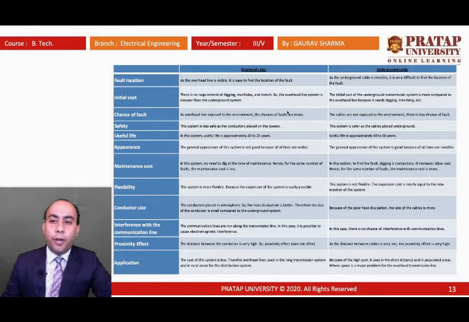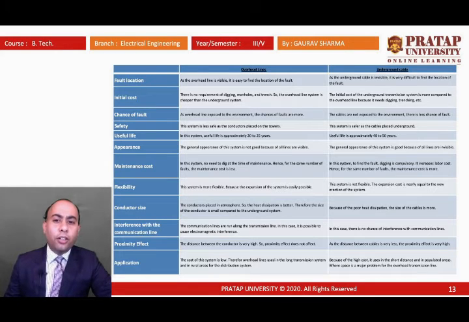Now when we go to the head to head, the fault location: as the overhead line is visible, it is easy to find the location of the fault in the overhead system, and as the underground cable is invisible, it is very difficult to find the location of the fault. For the initial cost, there is no requirement of digging manholes and trenches, so the overhead line system is cheaper than the underground system. The initial cost of the underground system is more compared to the overhead line because it needs digging, trench, manhole, etc.